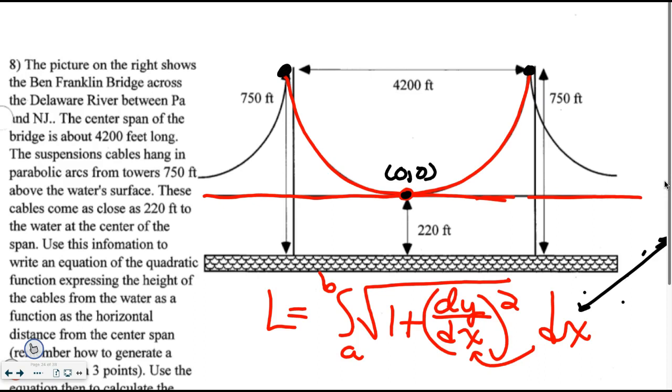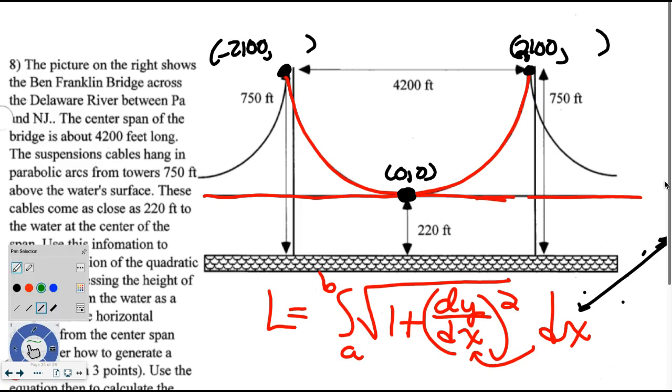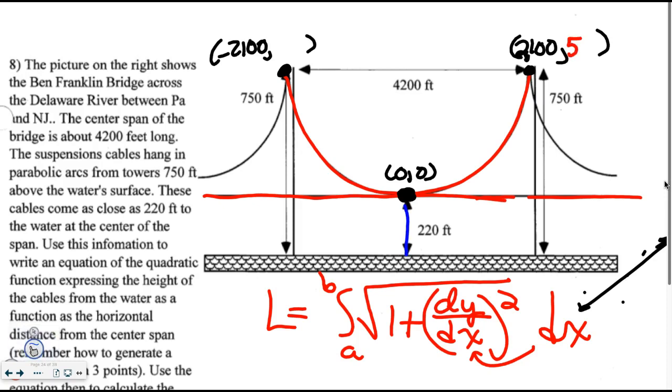Because the span of the cable is 4,200 feet, the x this way would be 2,100, and the x this way would be negative 2,100. Now I need to figure out the y. So somebody tell me how I'm going to get the y value of the points. And again, I'm considering this the origin. How will I get the y value? Go ahead, guys, you tell me. Yeah, we're going to subtract from the 750 of the entire span and remove the water level. So 750 minus 220, 530, correct?